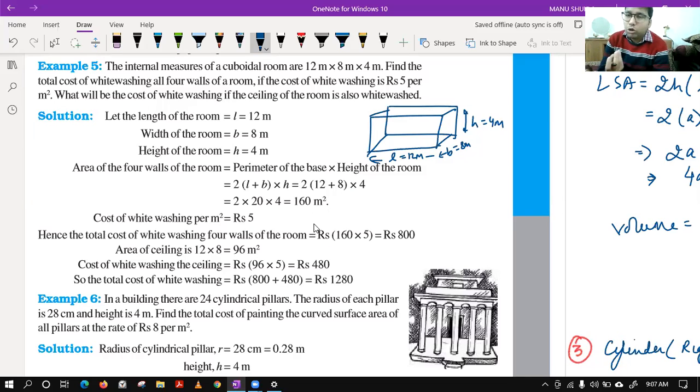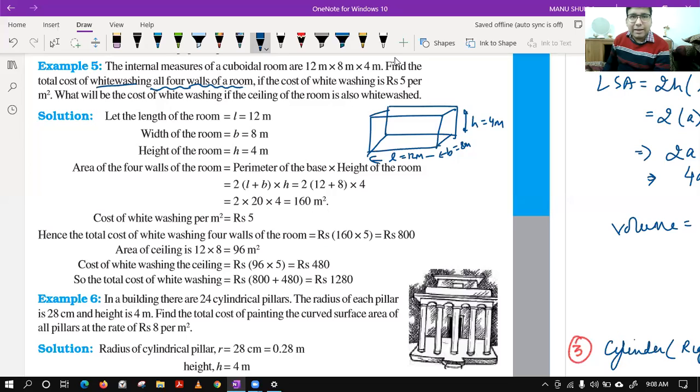Again, the concept of whitewashing is coming. So what are we talking about? If you are whitewashing your home, what will you find? Will you find the volume, or lateral surface area, or total surface area? What will you find? Total cost of whitewashing all 4 walls. Okay, only walls you have to paint. You are not talking about the ceiling, and no one paints the bottom, I think, at their home. No one is getting the bottom whitewashed. So only 4 walls are considered.